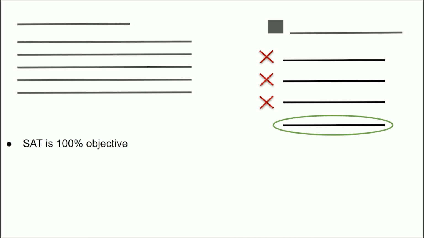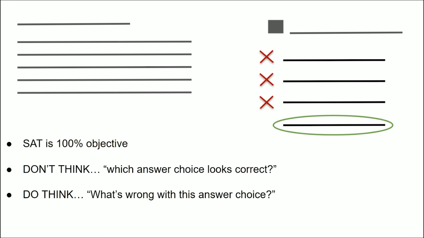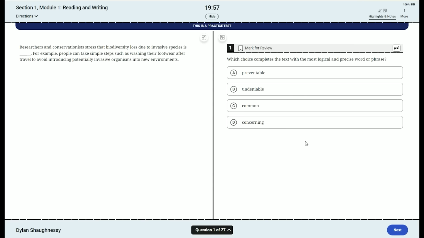Before we do anything, we should first understand that the SAT is 100% objective, meaning that 3 of the answer choices are 100% wrong for a reason, and it's our job to figure out what that reason is. So shift your mindset from which answer choice looks correct to what's wrong with this answer choice. It's a lot easier to find something wrong with an answer choice than to prove that it's right. With this in mind, you should be clicking this button the moment you enter the test.